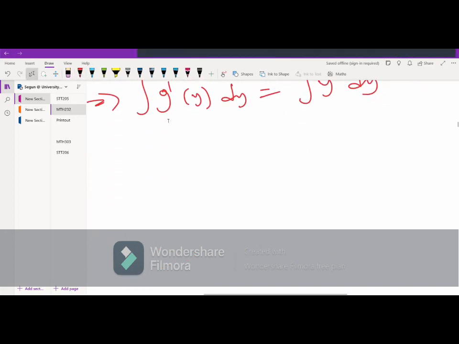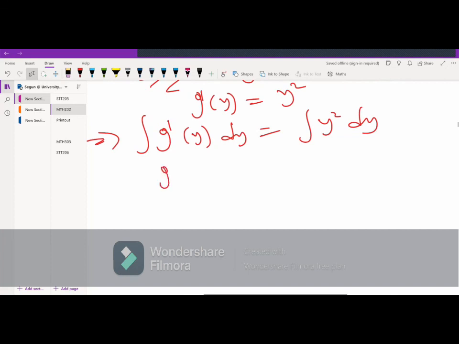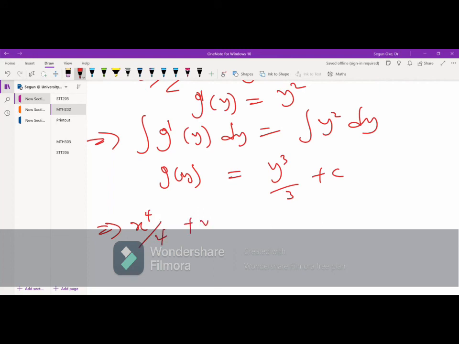At the end of the day, what am I getting? I'm going to get g of y equals y cubed over 3. Yes, any question? So we'll go back and replace our g. If you replace g very well, you have x over 4 plus y ln x plus y cubed over 3 equals c. Any question?